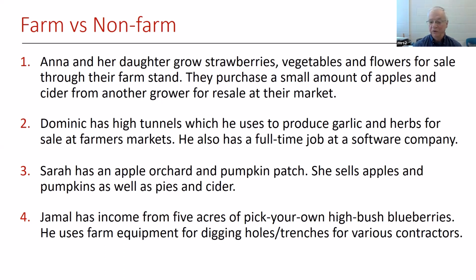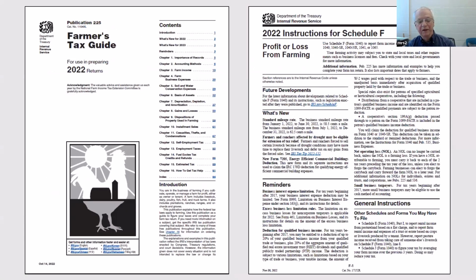If that digging holes and trenches is a big income, that income needs to go on a Schedule C, and the income and expenses from producing the high bush blueberries need to go on a Schedule F. Okay, so it's all a little bit of a judgment, if you will. Who are the principal? Yes. A couple more questions. Sure.